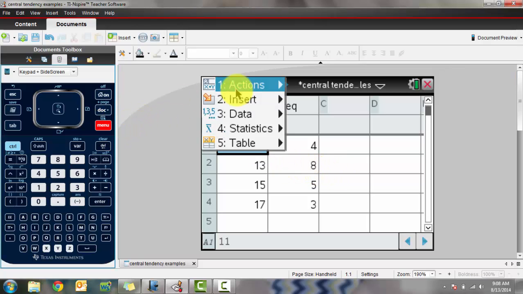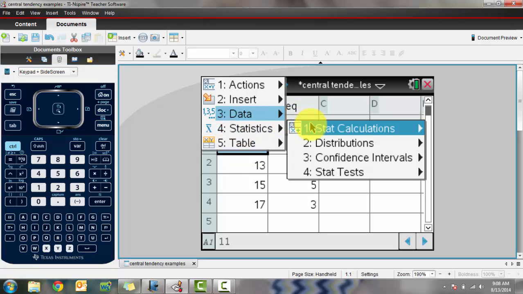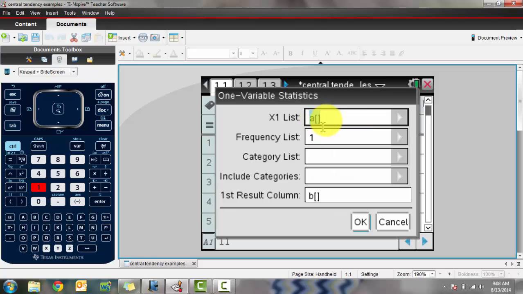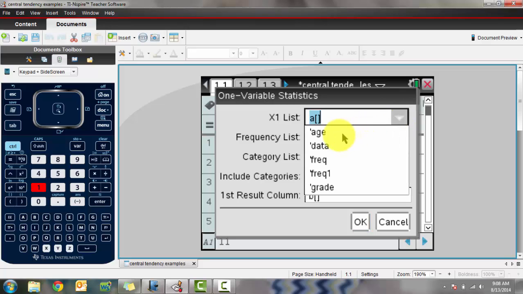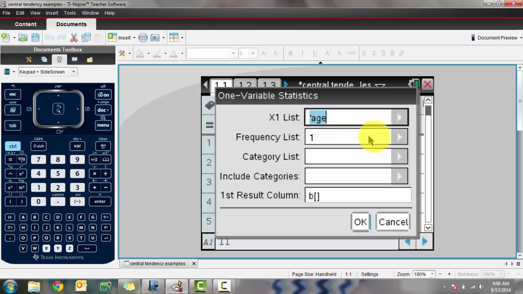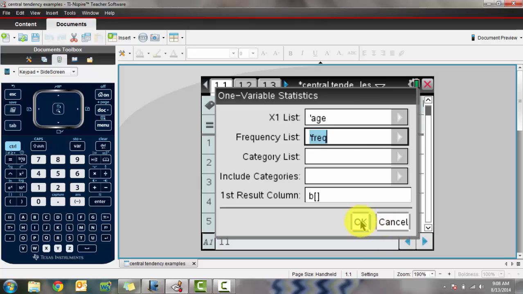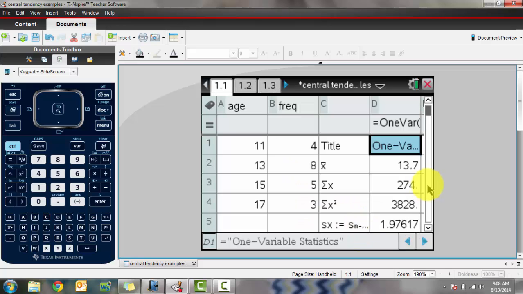Remember, we go Menu, Statistics, Stat Calc, one variable statistics, one list because we only have one list of data. Our X list is age. Our frequency list was FREQ, those were the names I gave the columns. The result column can't be in B. We need it to be C because column B had our frequencies. We hit OK. Our mean is 13.7.